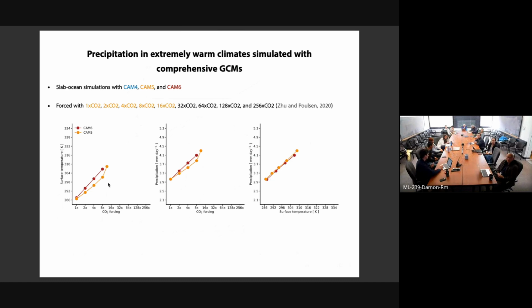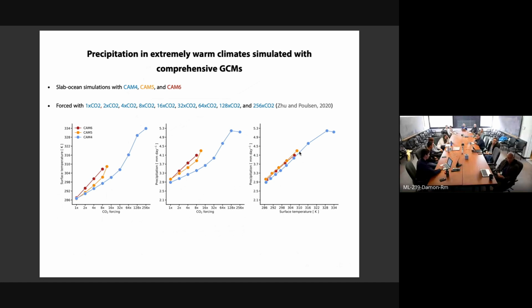If you put on CAM5, the same story exists. Despite there being maybe a somewhat higher climate sensitivity at these higher CO2 values in this model, there's still a pretty linear regime between precipitation and surface temperature. And what's neat is with CAM4, we were able to run these simulations all the way up to 256 times CO2. And that's where you begin to see really interesting behaviors.